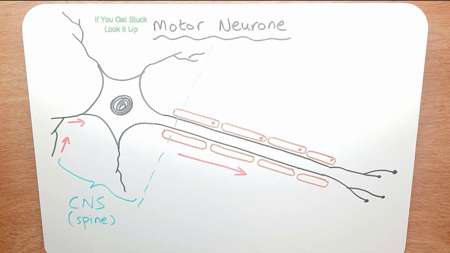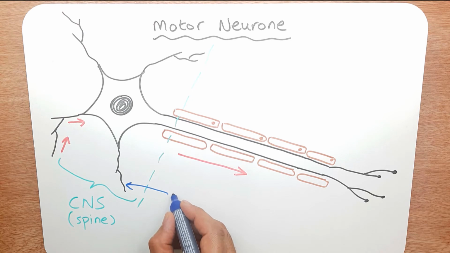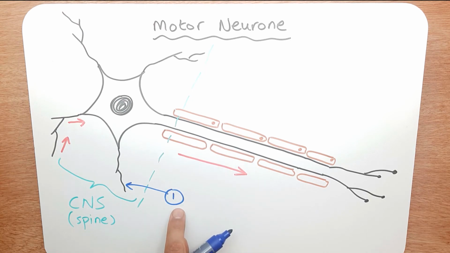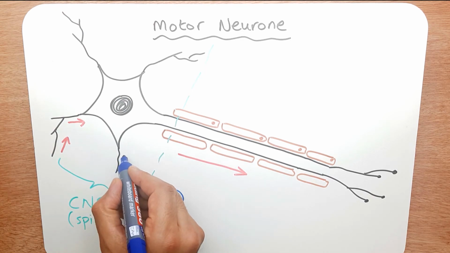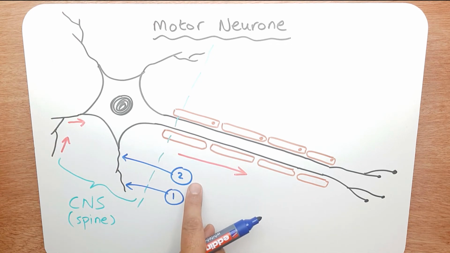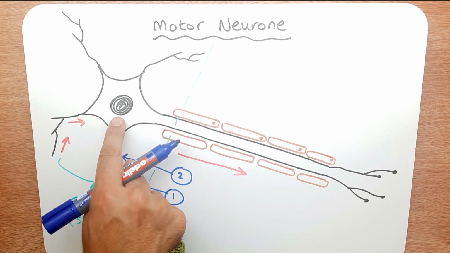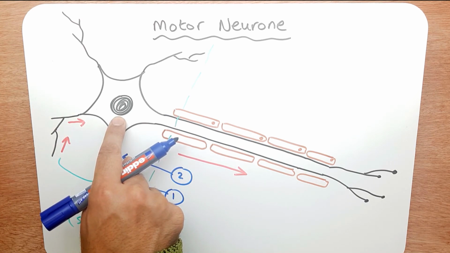So let's label these up. This bit is called the dendrite. This bit is called the dendron. That's your cell body. That's your cell nucleus.